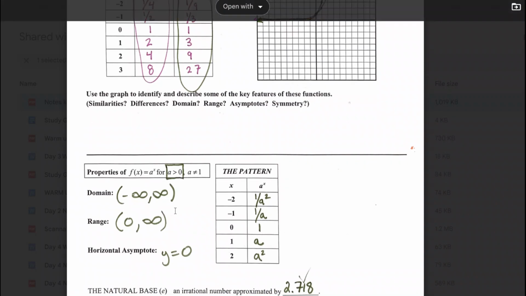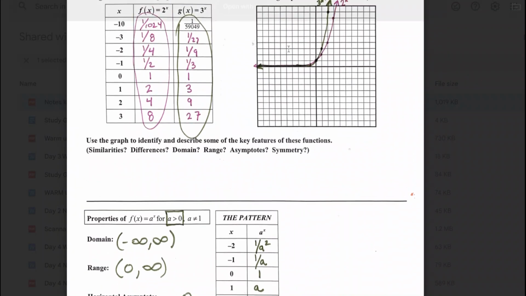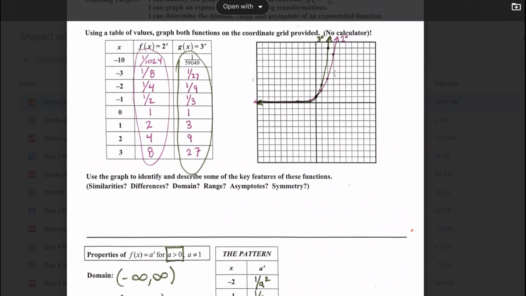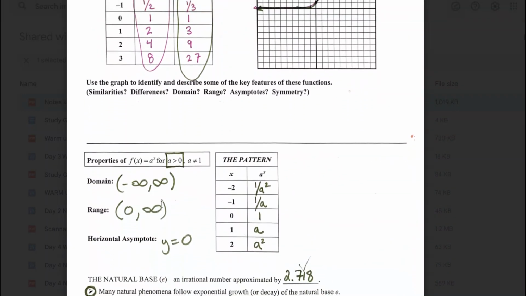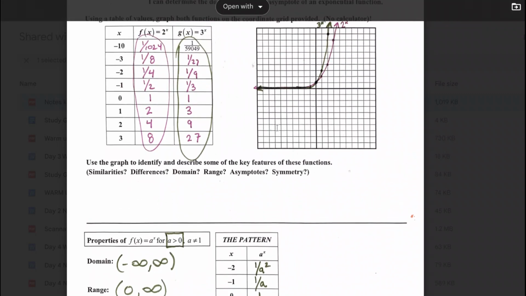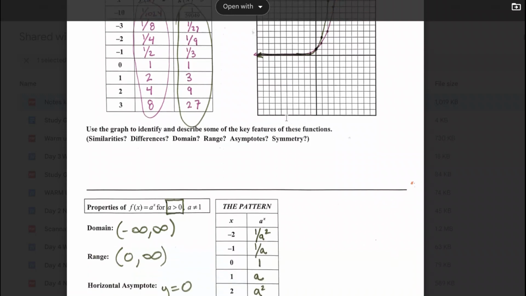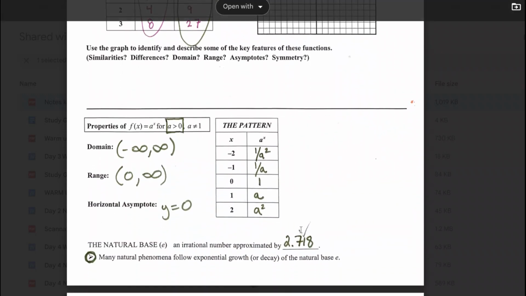If we don't have any transformations to these, the domain is negative infinity to infinity, as shown up above here. That's not following an asymptote over here. Just be very careful. It's not following an asymptote. It's growing without bound is the way we say that. And the range would be 0 to infinity on these graphs, with a horizontal asymptote at y equals 0. They will look like this, but we will shift and move them around as the backside of these notes will show. We'll talk about the natural base e later.